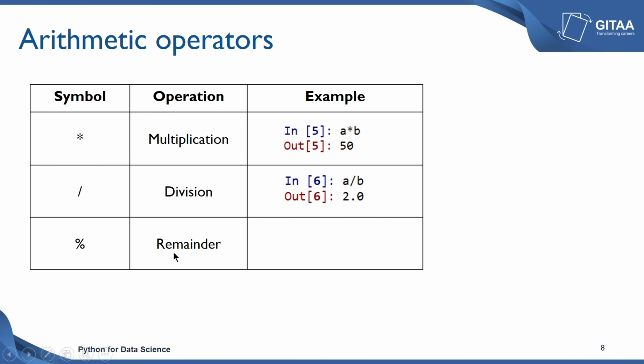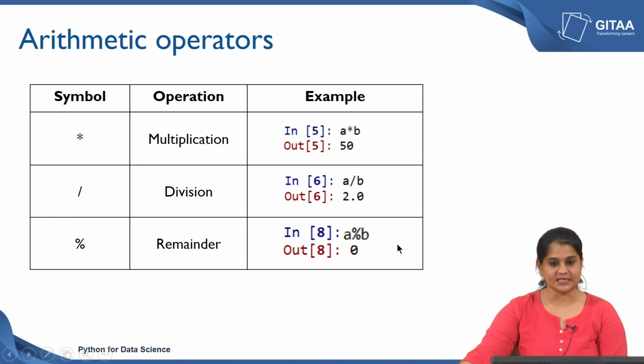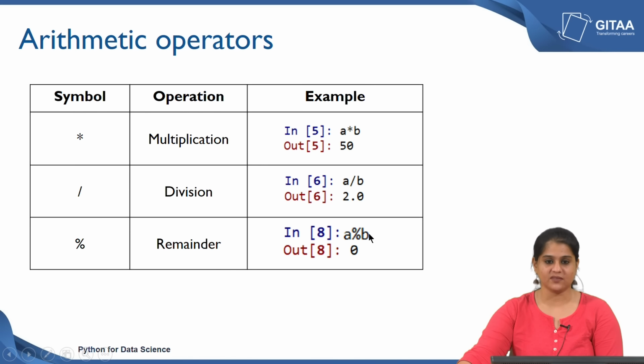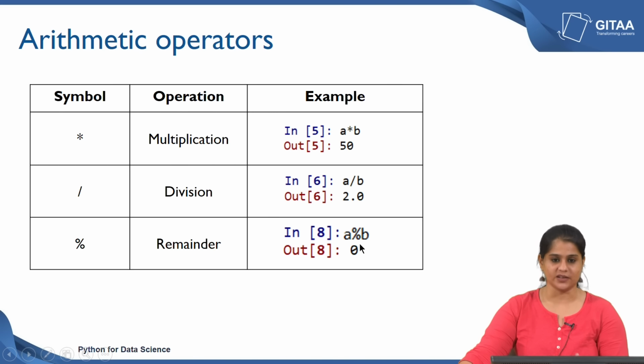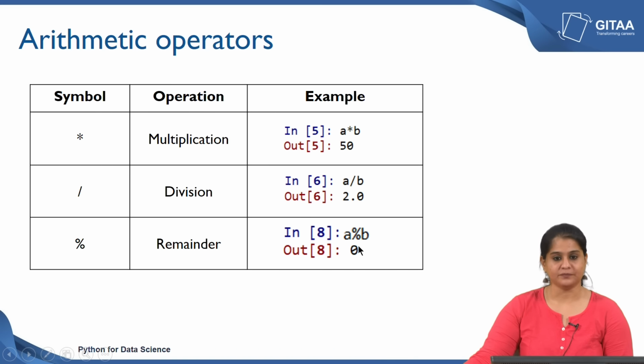The next operation is getting a remainder, and it is denoted by the percentage symbol. Let us take the same example here. I am trying to get the remainder when I divide a by b, and you just separate the variables and insert the percentage symbol, and that returns the remainder. In this case, a is 10 and b is 5. 10 is divisible by 5, and hence I get a remainder of 0.